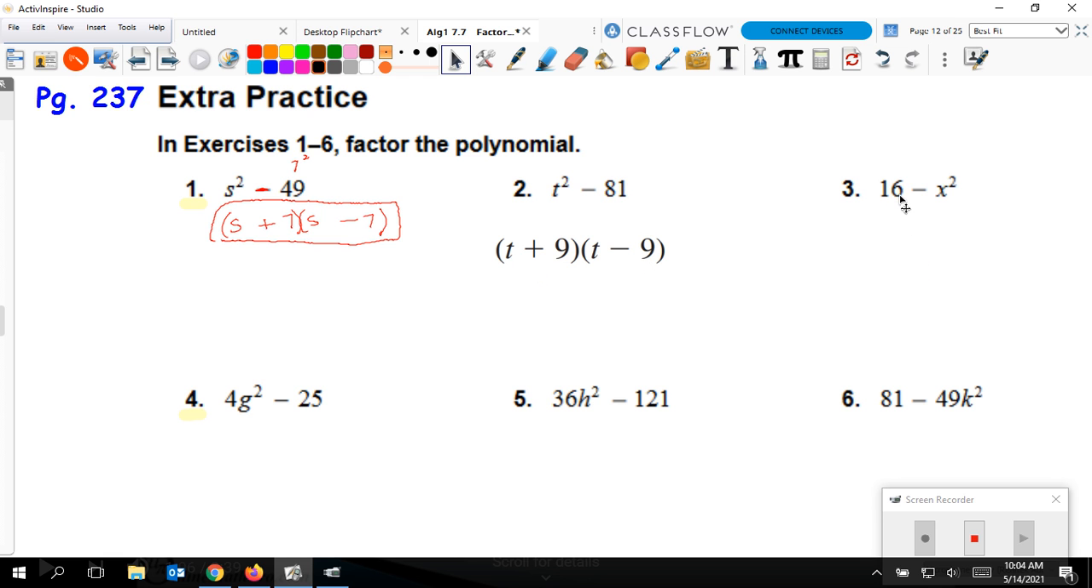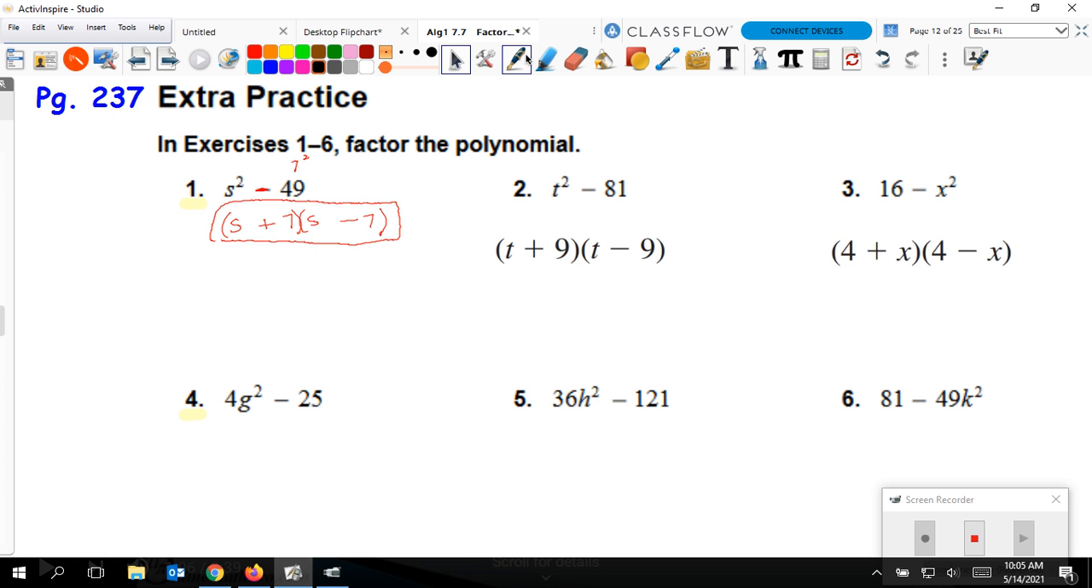16 is 4 squared, so it's going to be 4 and 4 in front, and the x is behind on this one. So it's going to be 4 times 4 up front for the 16, x times x for the x squared in the back, 1's plus, 1's minus. So again, it's the same thing, it was just kind of reversed with the variable being second and the number being first. Now let's take a look at number 4 down here.